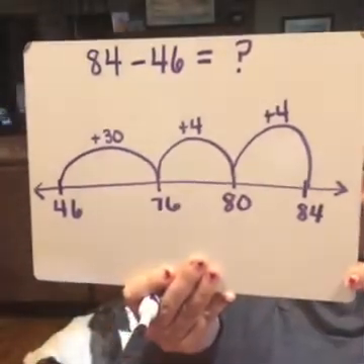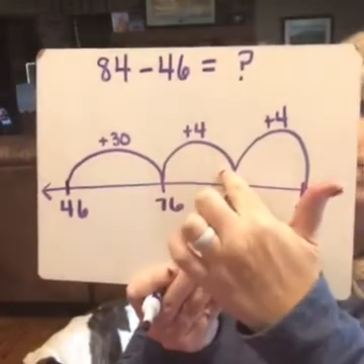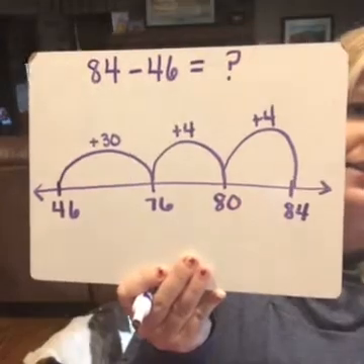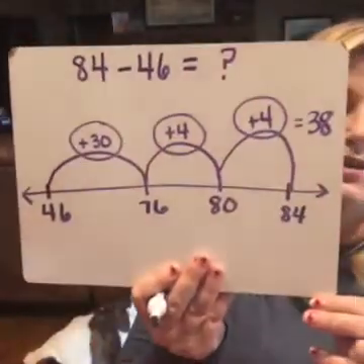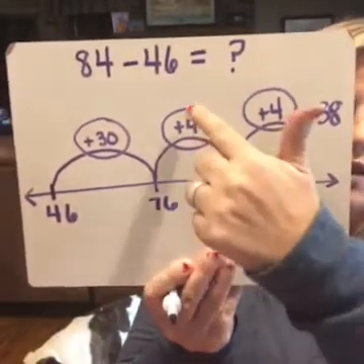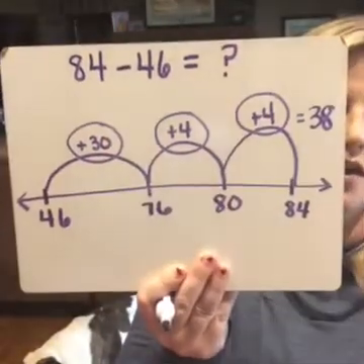Now my answer, of course, lies in the jumps. If you have 30 plus 4 plus 4, you have 38. So if I add those together, 30 plus 4 plus 4, I get my answer, 38. Now, of course, I know that's correct because of the last equation, but if I didn't, I could add 46 plus 38, and I would get 84.